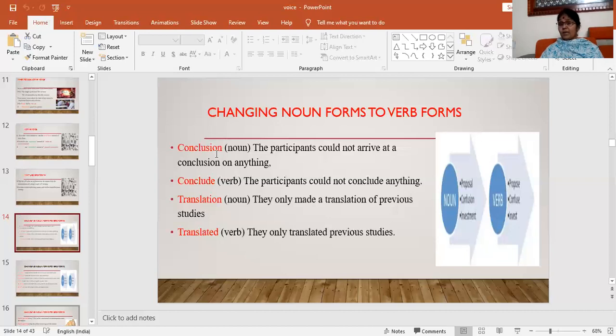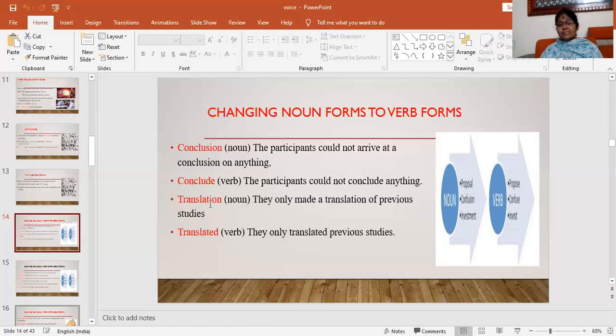Say conclusion. Conclusion is a noun form, right? So if you make a sentence with this, the participants could not arrive at a conclusion on anything. Now I want to change this sentence using verb form. So conclusion will change into conclude. And I will say the participants could not conclude anything. Now, which sentence is simpler? The participants could not arrive at a conclusion on anything, or the participants could not conclude anything? Definitely, the second one is simple, right?